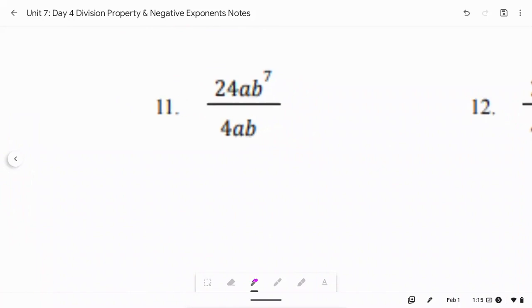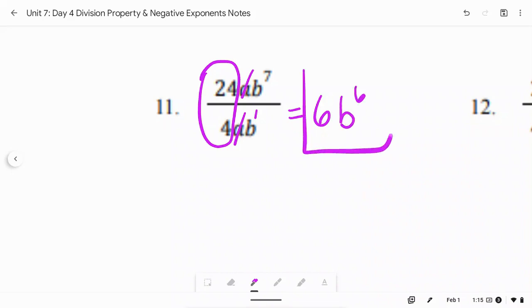In example 11, it's a division problem, so let's reduce 24 over 4, which is equal to 6. Since the a's have the same exponent, we can just cancel them out. The b in the denominator has an exponent of 1, so we need to subtract. 7 minus 1 is b to the 6th power. So I get 6b to the 6th power.